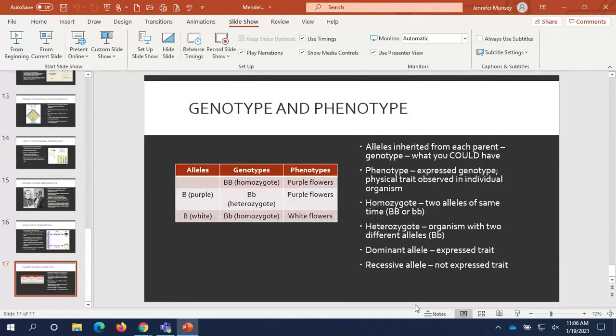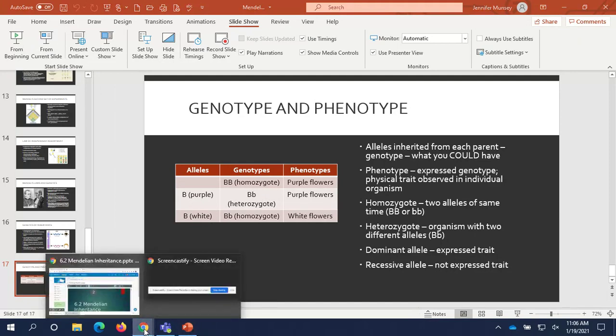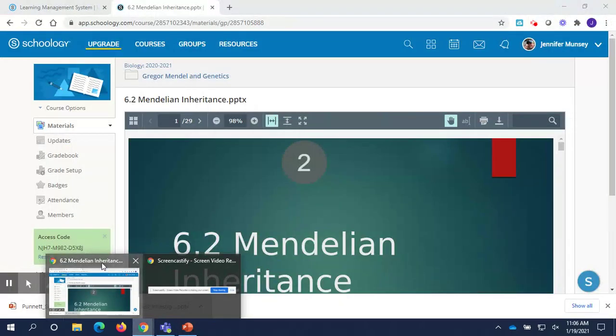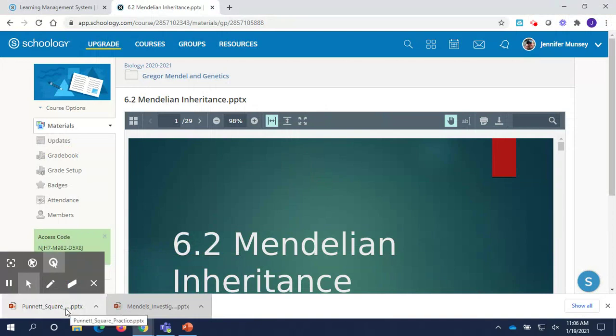So, there's another PowerPoint called Punnett Square Practice. That's where we're going next.